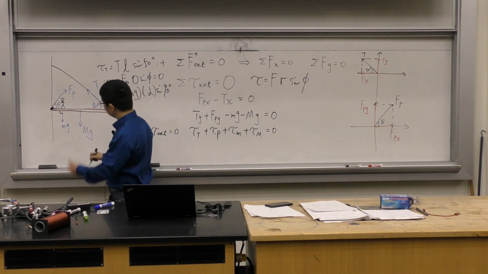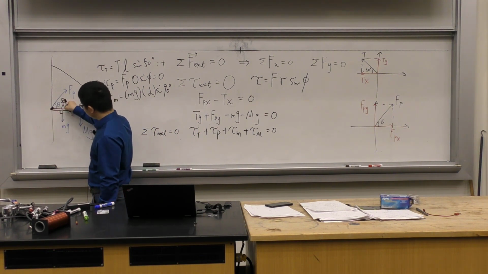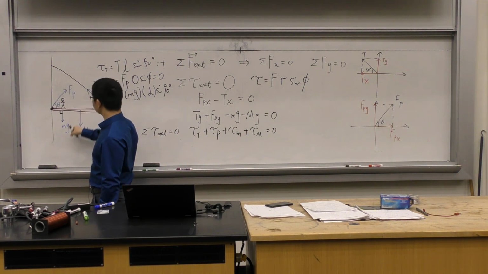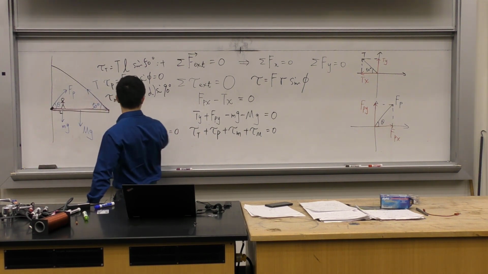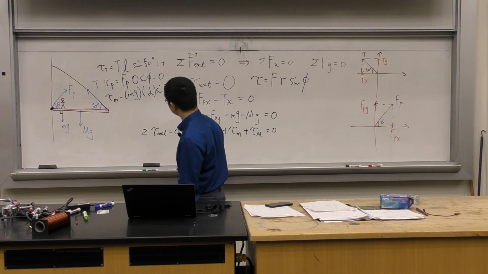Again, is this positive or negative? Think about it. This is a pivot. If this force is pulling this beam down, the beam is going to rotate clockwise. So this is going to be negative when I plug in.